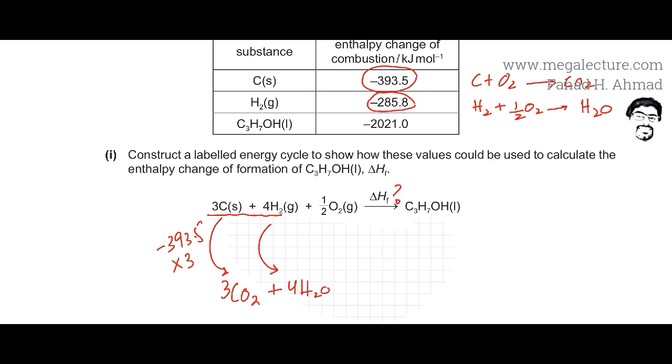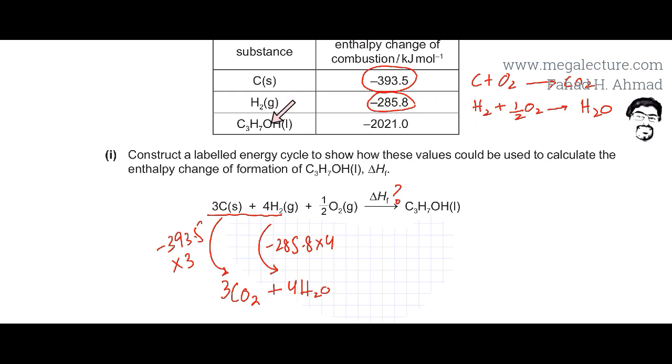And the enthalpy change for combusting 1 hydrogen was minus 285.8. So minus 285.8 would be multiplied by 4. So this is going to be the enthalpy change for combusting 4 hydrogen. This is the enthalpy change for combusting 3 carbons. We're not going to combust oxygen because oxygen does not undergo combustion.